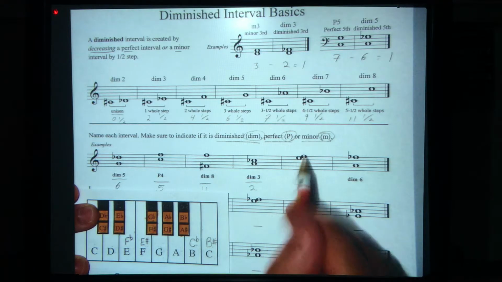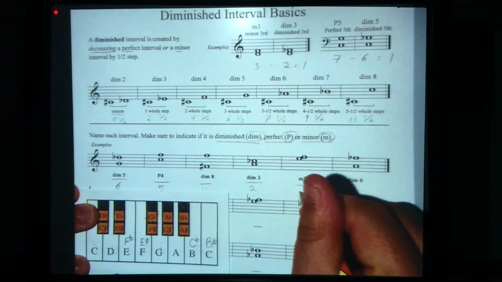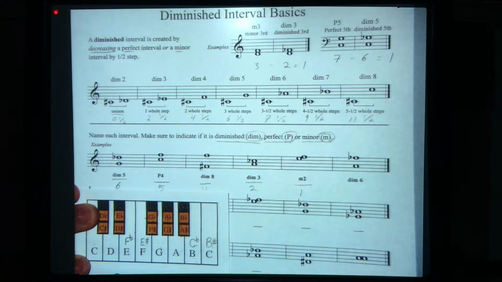So we've got an E and an F. Let's look. E, count up a half step. Looks like 1 half step to me. Let's go ahead and write that. Minor second, 1 half step. Okay, a diminished sixth.